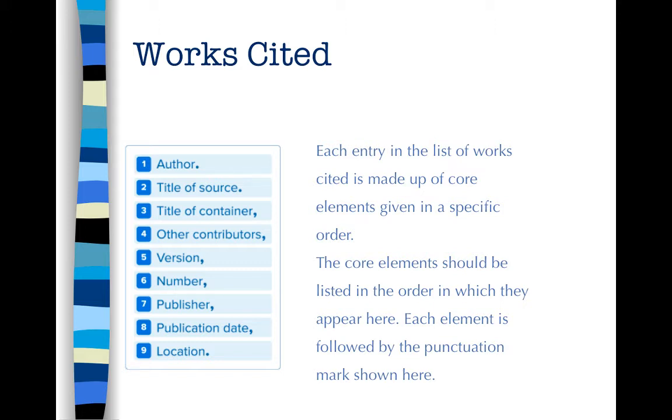So whereas the in-text citation was just author and page number, the works cited citation, and they go hand in hand. Remember, the in-text citation points you to the works cited citation. The works cited citation is going to be the full accounting of where you got that source.